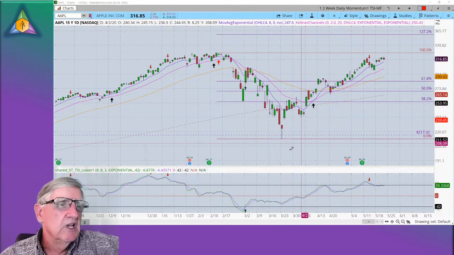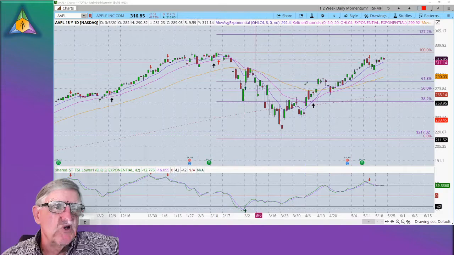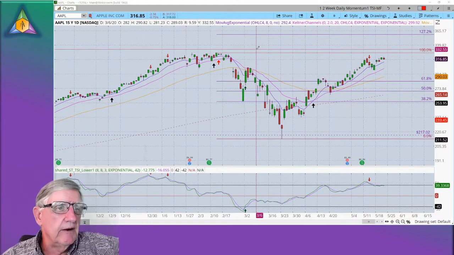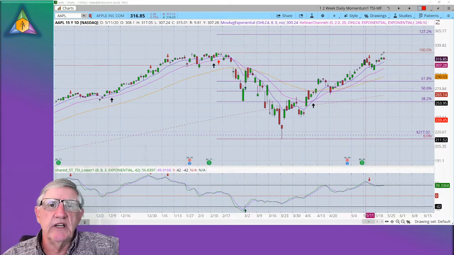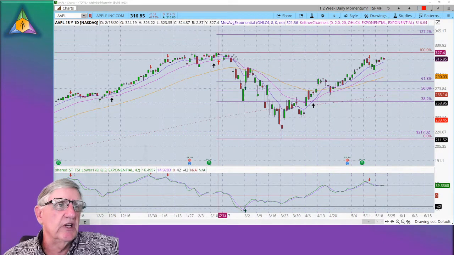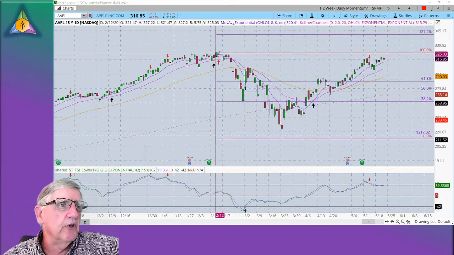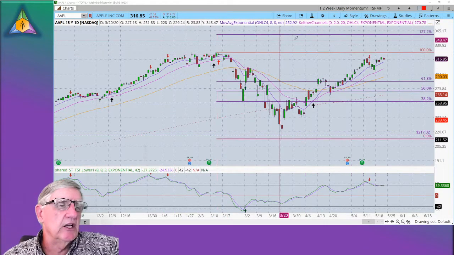So there's one of the projections up. Another projection up that we could have done would basically, as you can see, price is getting close up to the 100% retracement from the high that we had back here in February this year.